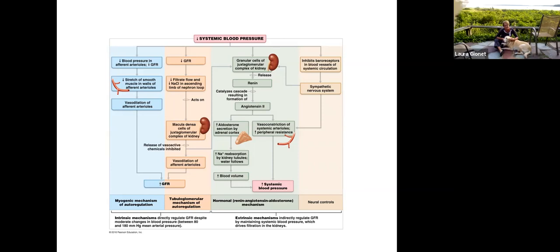Right? But then to the right, you have two sources in green and cream. Those are your extrinsic mechanisms. They indirectly regulate GFR by maintaining systemic blood pressure, which drives filtration rate in the kidneys. So the goal of the intrinsic mechanism is merely to stabilize the GFR, when you don't have a whole lot of other things going on in the body. But when you are in, let's say, sympathetic mode, or you have extreme dehydration or blood loss where your systemic blood pressure is suffering, then you see these other mechanisms kick in.